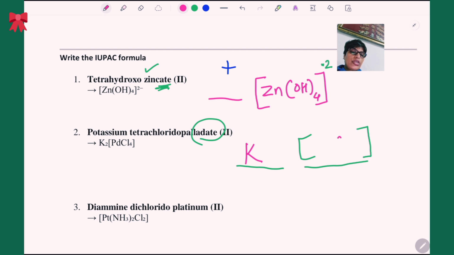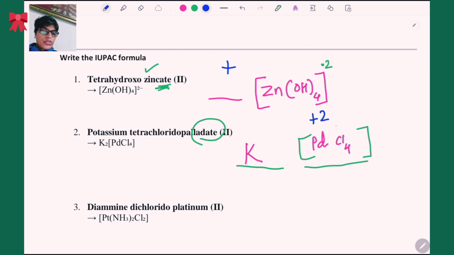Then it is written tetrachlorido, so you write chlorine 4 times, and then palladate means palladium. Whatever oxidation state they have given, it's given as 2, so you can just do rough work, +2, and chlorine is -1, so -1 into 4 is -4, and then the total charge will be -2. Since this is -2, you need to have a charge of +2 on this side, so accordingly this will be 2, so that it becomes K2PdCl4. After you finish with this, please rub the rough work.